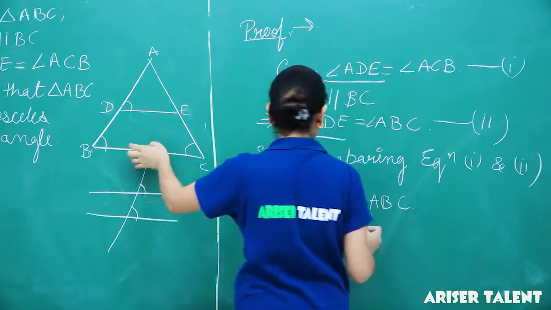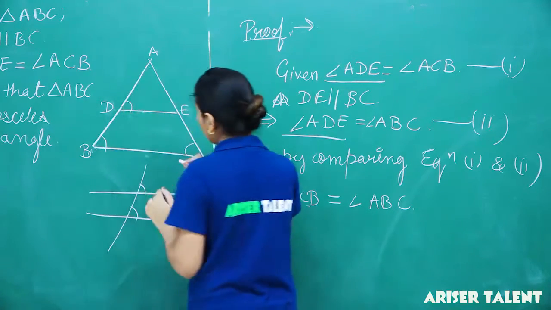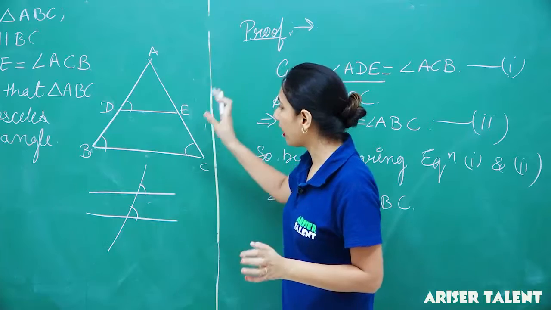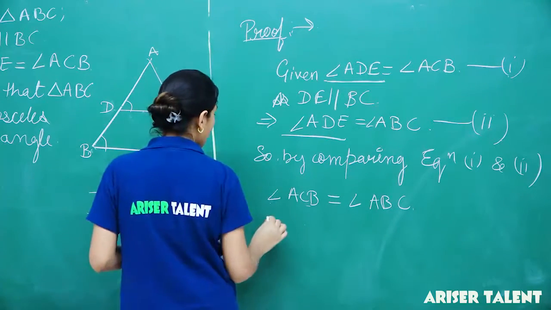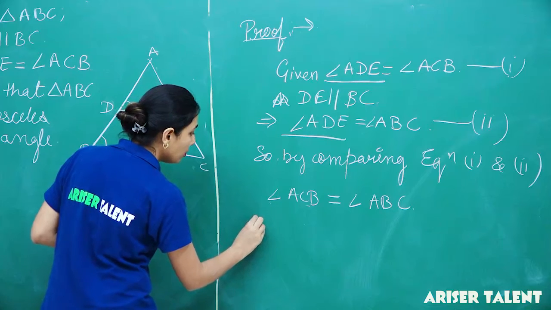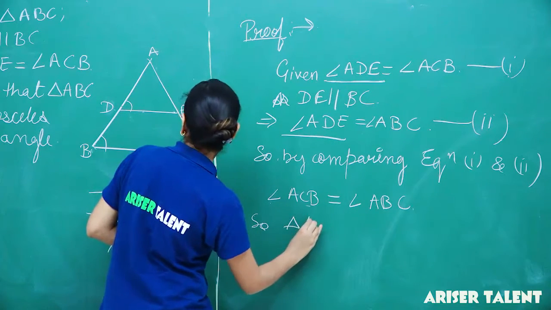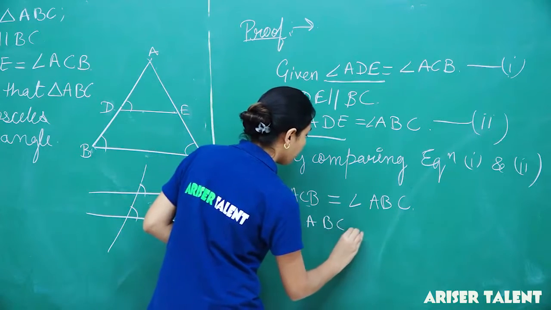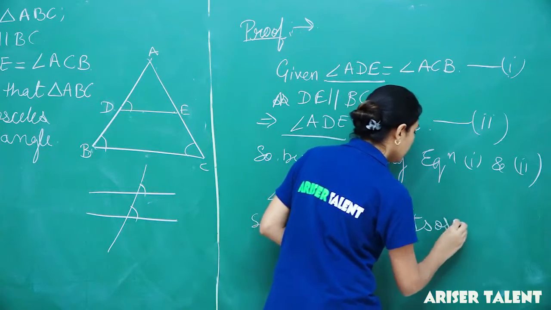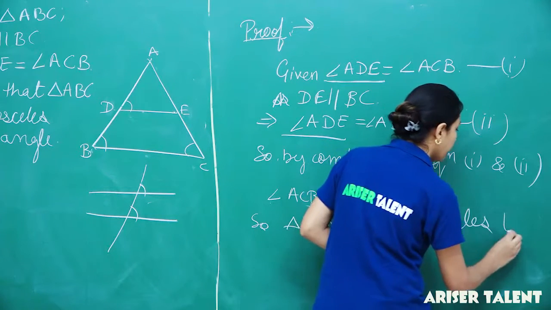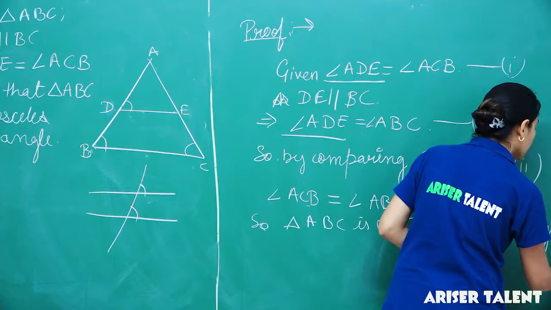Now look at angle ACB and angle ABC. So, we have to prove this. If two angles in a triangle are equal, then it is an isosceles triangle. So, triangle ABC is an isosceles triangle. So, it is proved now.